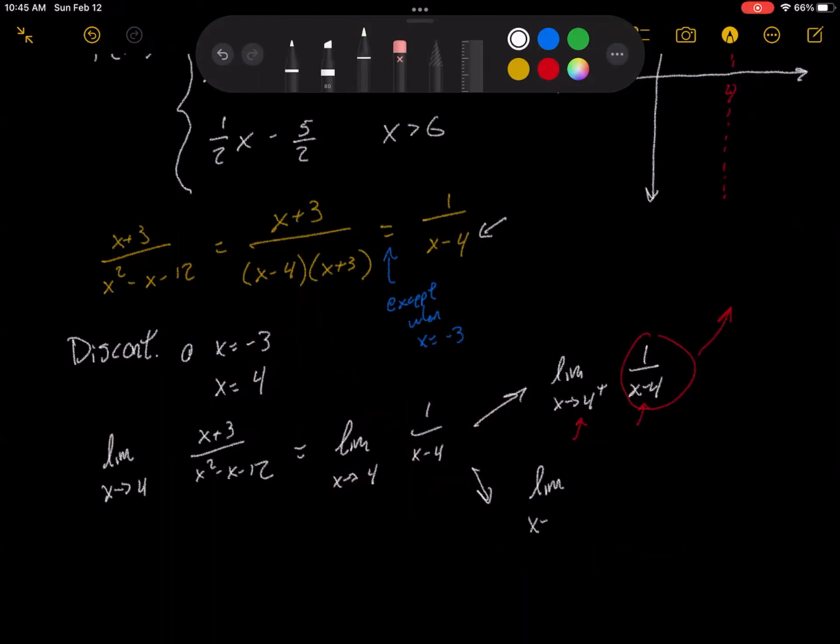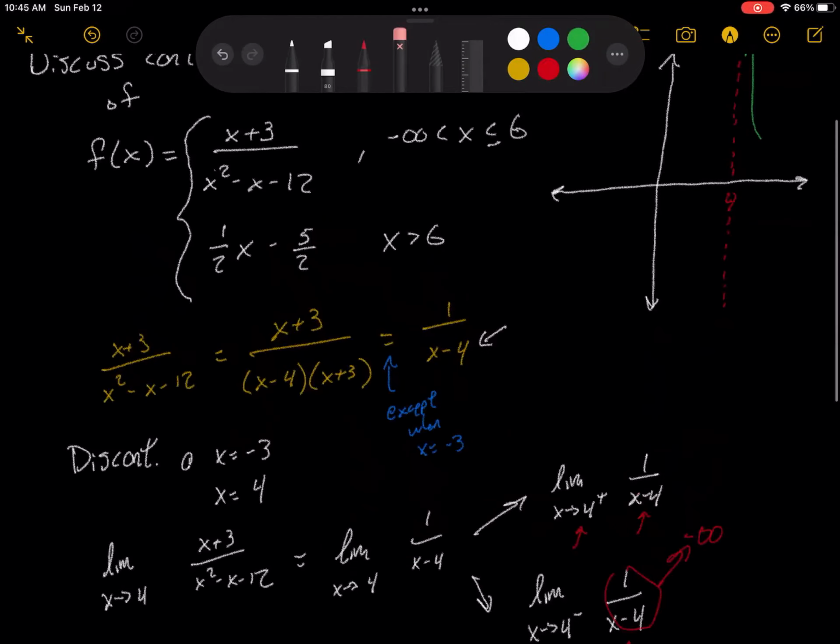If I look at the limit as x approaches 4 from the left of my function, if x is less than 4, then I'm taking something smaller than 4 and subtracting 4, so this is now negative. But as x gets closer and closer to 4, that denominator gets closer and closer to 0. The whole fraction explodes to infinity, but it explodes negatively, because x is less than 4 there. So on the left side of 4, my function grows without bound, but negatively.